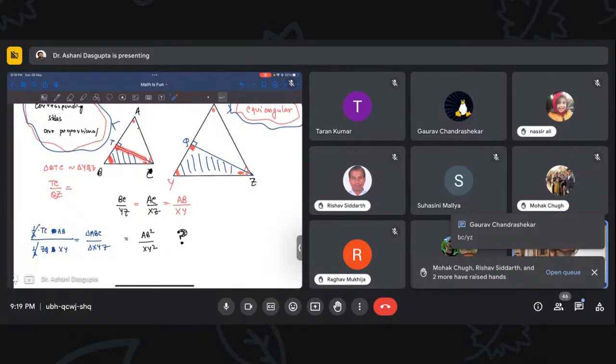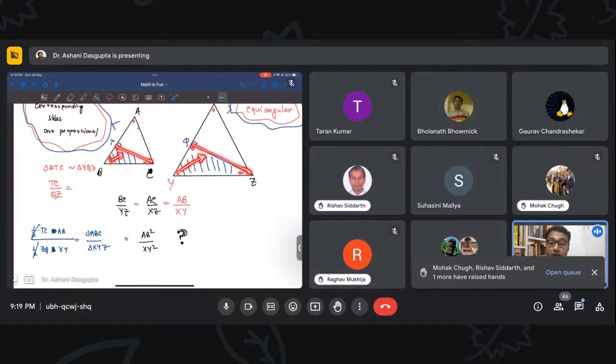TC upon QZ are two sides opposite to equal angles. So the ratio of their areas is equal to the ratio of the two sides opposite to 90 degrees, which is BC upon YZ.